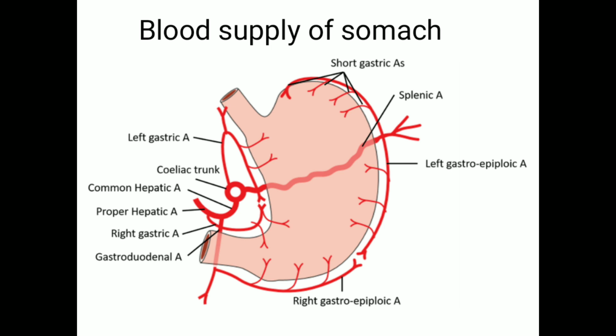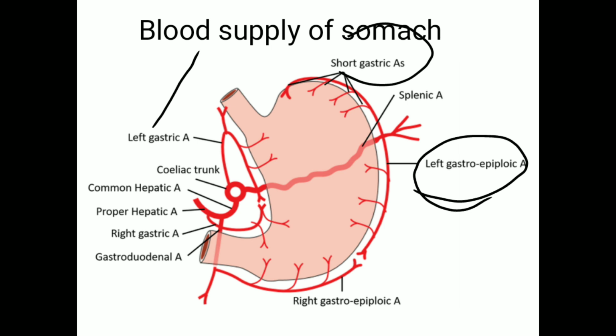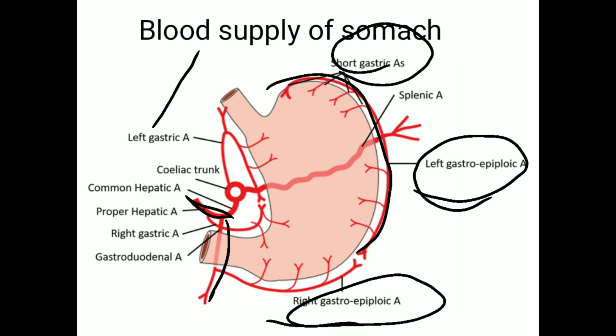Okay, the left gastric artery will run along the lesser curvature of the stomach. The splenic artery will give rise to other branches: the left gastroepiploic artery and short gastric artery. You can see this is the greater curvature of the stomach, which is supplied by the left gastroepiploic artery and the short gastric artery. Whereas the common hepatic artery will give rise to the gastroduodenal artery and proper hepatic artery. The gastroduodenal artery will give rise to the right gastroepiploic artery.